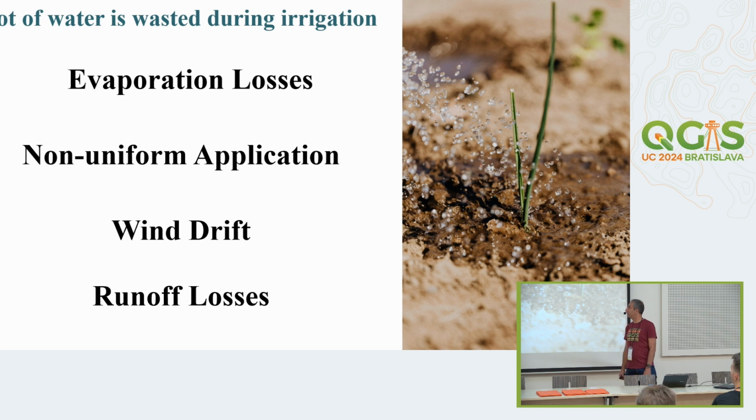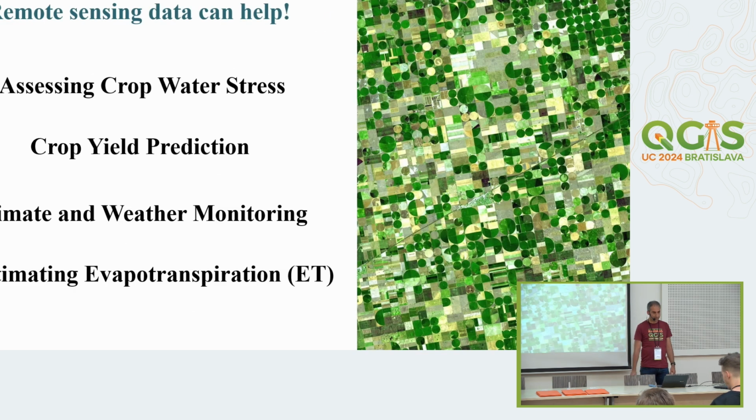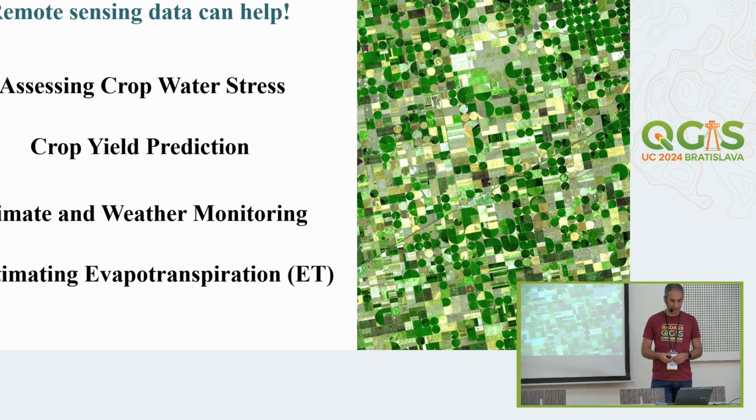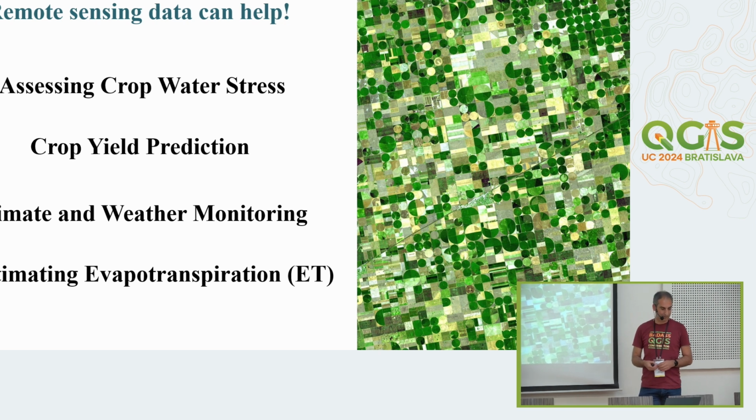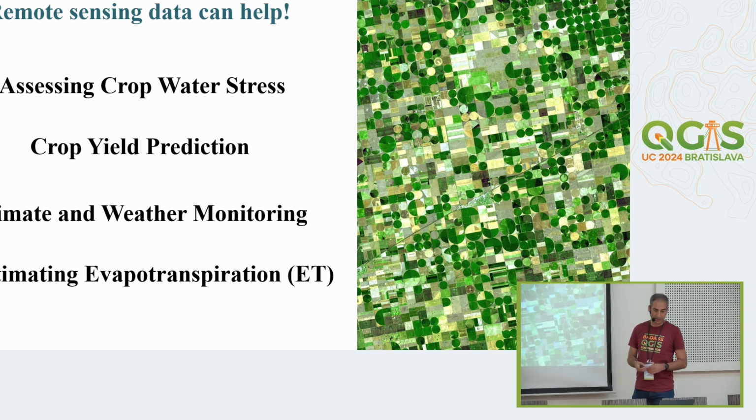So a lot of water is wasted during irrigation. It's not optimized. We have a lot of losses through evaporation. There is a non-uniform distribution of water in its application. There's wind drift, and there's losses through runoff. Also, the water is not always suitable to irrigate, so there can be pollution. And there, remote sensing and GIS come into the picture to come up with certain monitoring solutions for assessing the crop water stress, for example, to predict the crop yield, to monitor the climate and the weather, and to estimate the evapotranspiration.